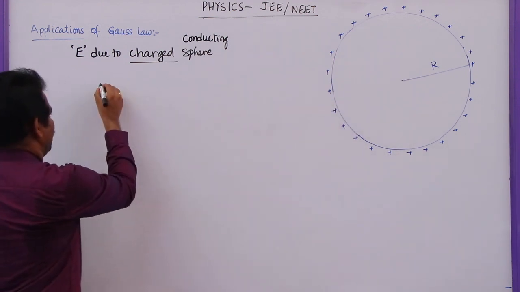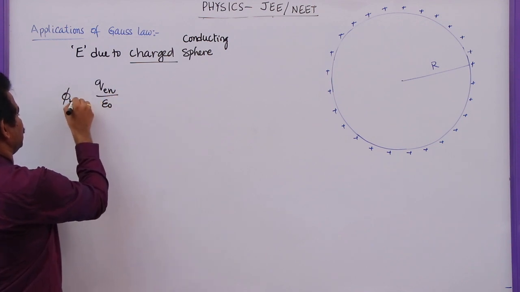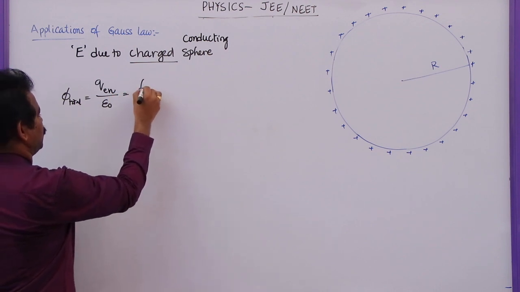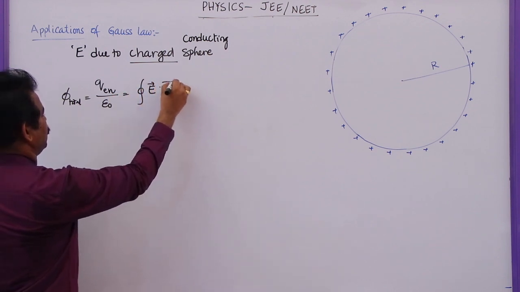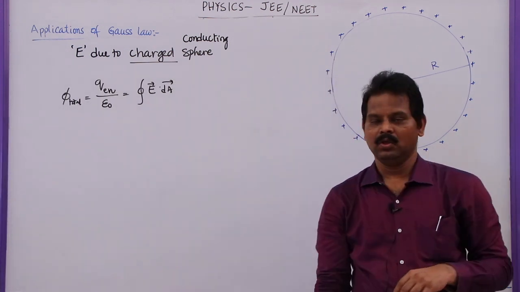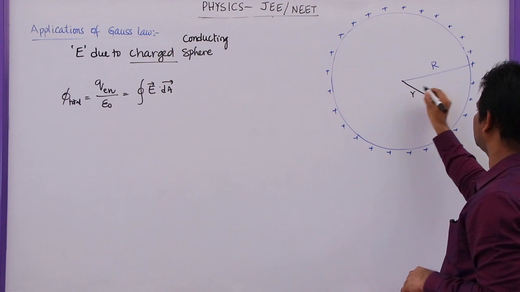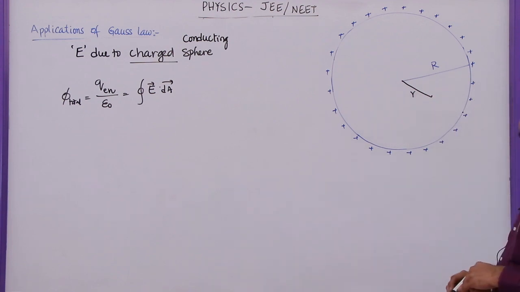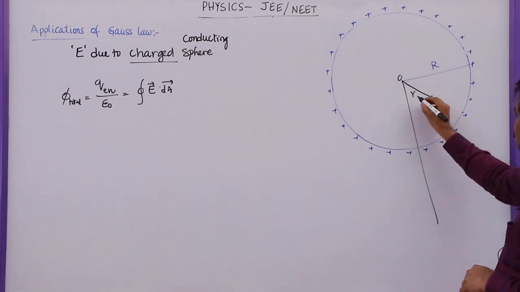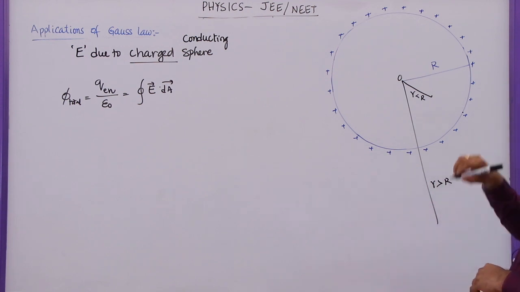Now, our formula is Q enclosed by epsilon naught, the total flux, equal to closed integral of E bar dot dA bar. Here I want to find out electric field at 3 different points. One point within the sphere at a distance smaller than R, one point on the sphere, that means at a distance capital R from the center, and one more here, which is at a distance greater than the radius of this charged sphere.